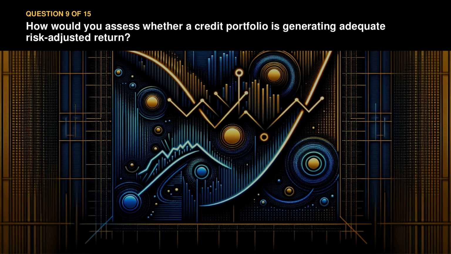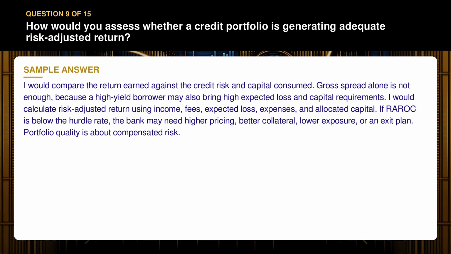Question 9. How would you assess whether a credit portfolio is generating adequate risk-adjusted return? I would compare the return earned against the credit risk and capital consumed. Gross spread alone is not enough, because a high-yield borrower may also bring high expected loss and capital requirements. I would calculate risk-adjusted return using income, fees, expected loss, expenses, and allocated capital.